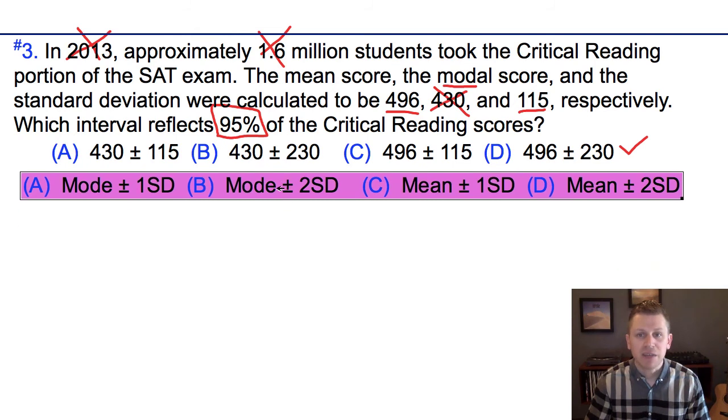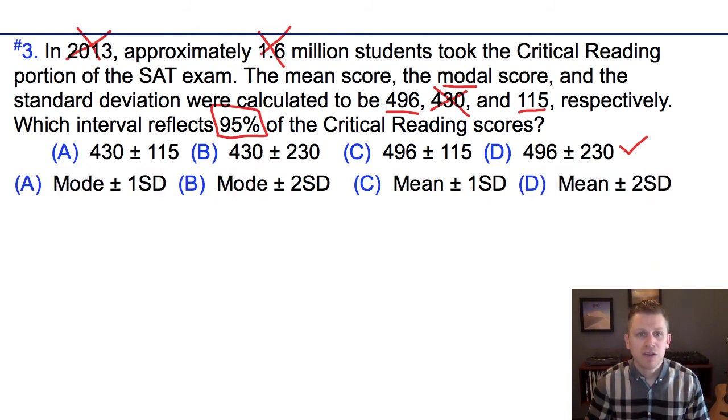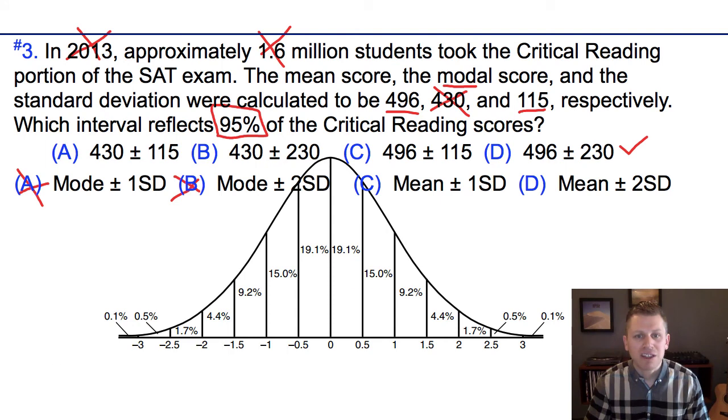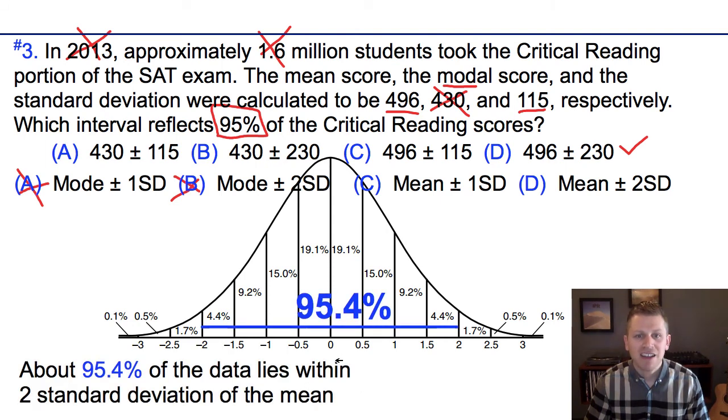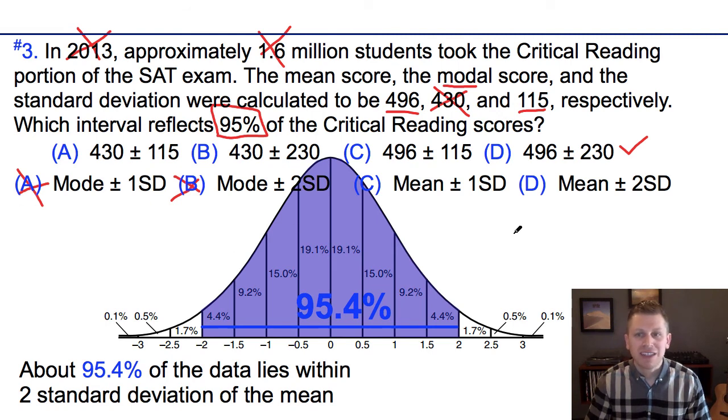So I have this information here. Of course, when we look at it, there's no such thing as taking the mode and adding 1 standard deviation or subtracting it. And if we think about this curve, what we learned is that 95% of the data lies within 2 standard deviations of the mean, so the interval that does that is choice D. This one here, choice C, would have represented about 68.2% of the data, which is not what we're looking for.